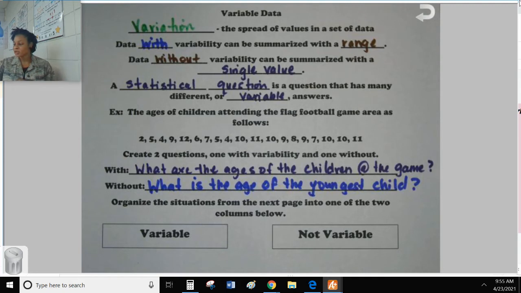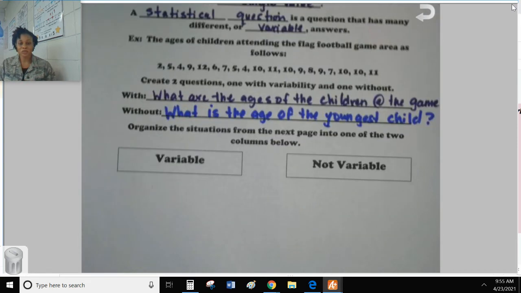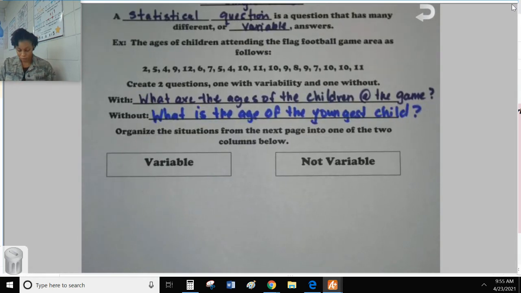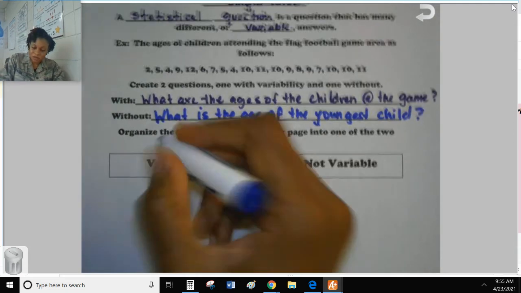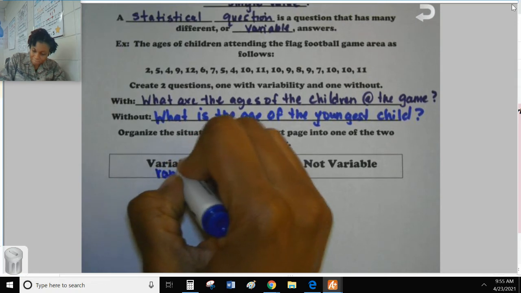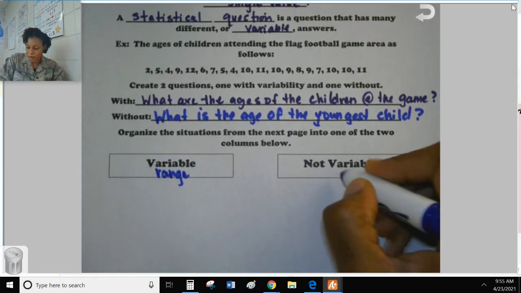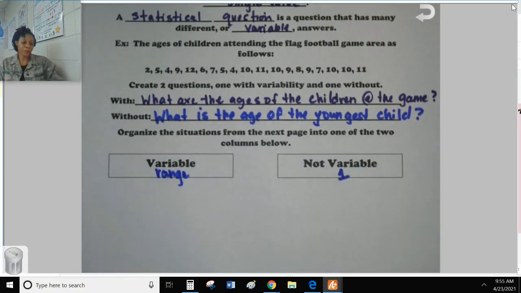So now we want to decide whether each situation could yield variable data. I have some situations here, and you also have them in your notebook. We're going to decide variable and not variable. For variable, I'm going to write range. For not variable, I'm going to write 1, if I can get one answer.